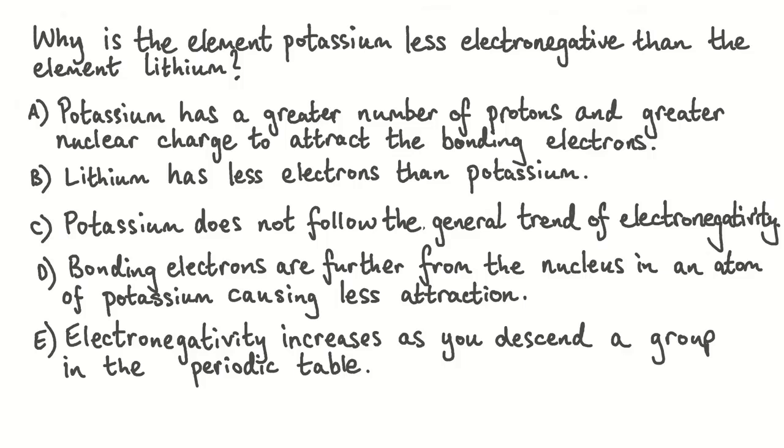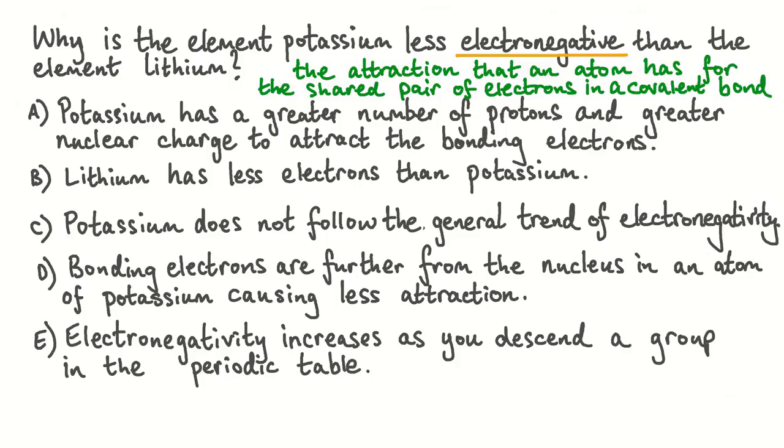Why is the element potassium less electronegative than the element lithium? A. Potassium has a greater number of protons and greater nuclear charge to attract the bonding electrons. B. Lithium has less electrons than potassium. C. Potassium does not follow the general trend of electronegativity. D. Bonding electrons are further from the nucleus in an atom of potassium, causing less attraction. E. Electronegativity increases as you descend a group in the periodic table.